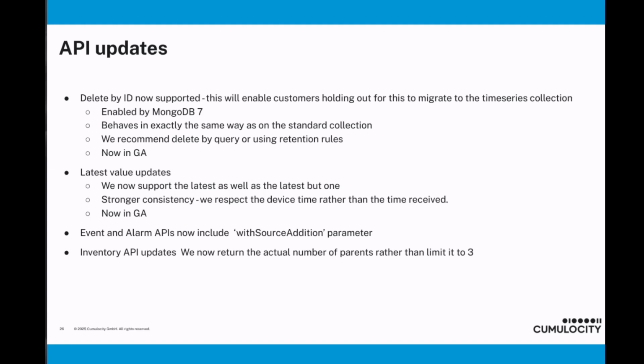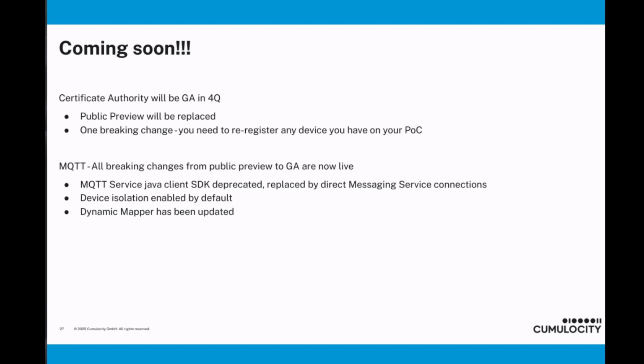We've improved the event and alarm APIs so that you now have a withSource addition parameter. And we have also done some inventory API updates so that when we return the number of parents, we return the actual number rather than just setting a limit of 3. So some nice usability enhancements there around our APIs, none of which are going to break anybody using the API as it currently stands.